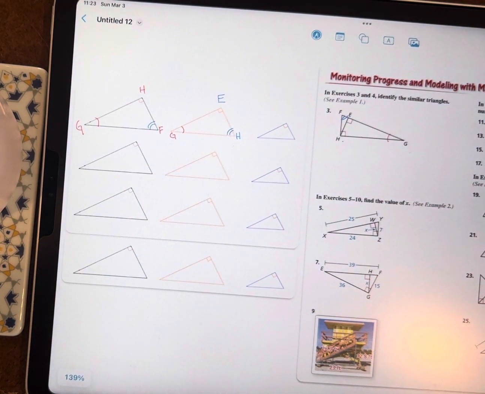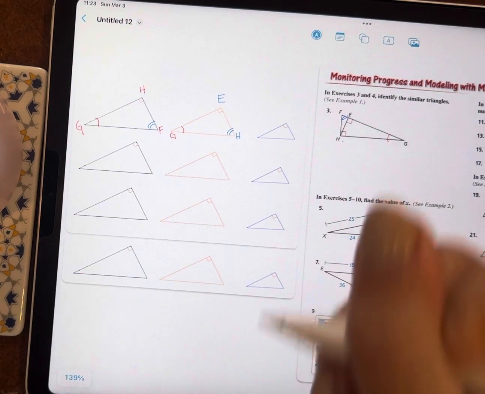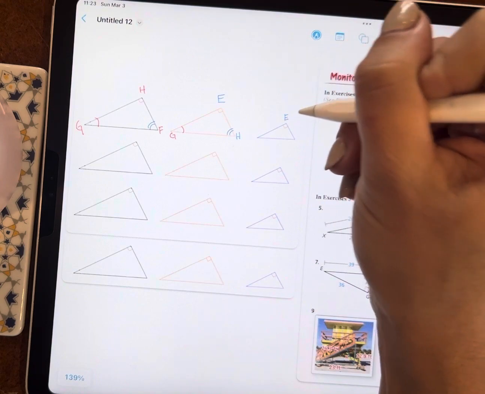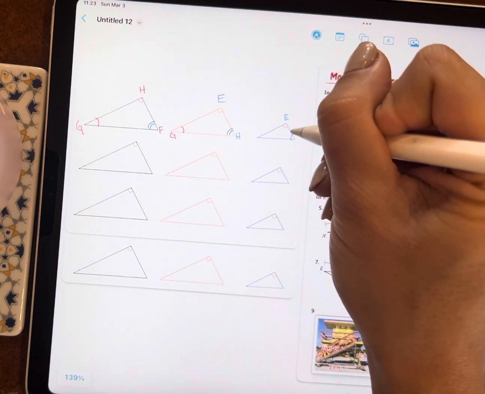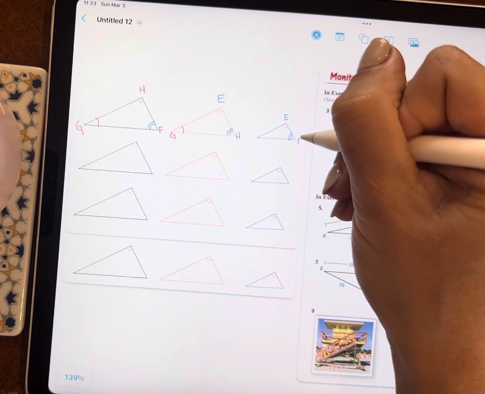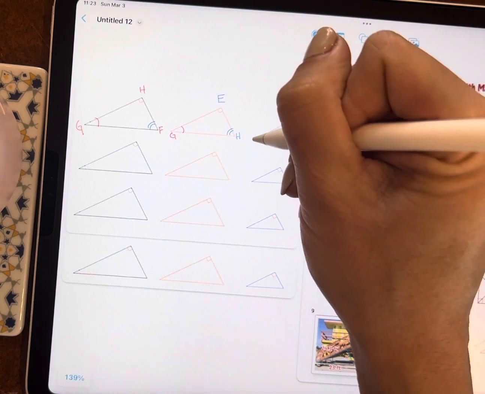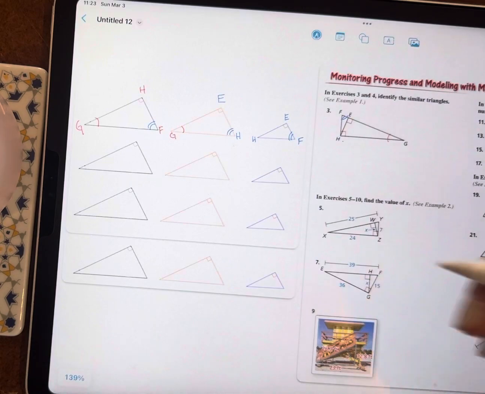And then for the tiny small triangle, we have the right angle at E again. And then we've got this angle marked over here, and that's F. That makes the only one left H, and that's this guy.